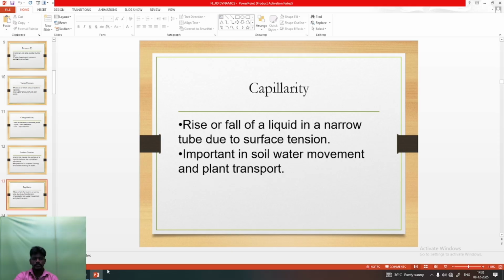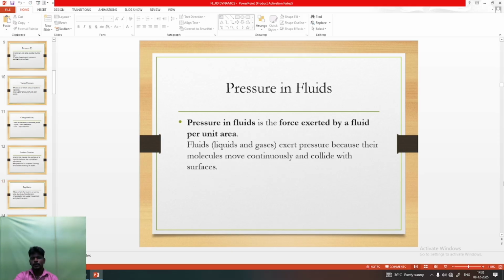Okay. The next slide is pressure in fluids. What is pressure? Already we discussed what pressure is. Pressure in a fluid is the force exerted by a fluid per unit area. Fluids are liquids and gases. These are fluids because they move from one place to another. They exert pressure because their molecules move continuously and collide with surfaces. That is called pressure in fluids.